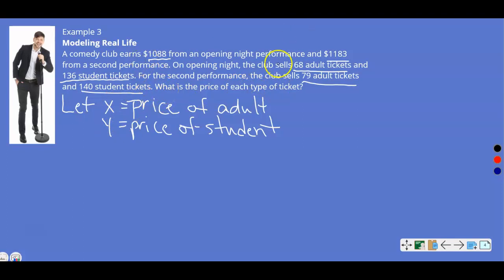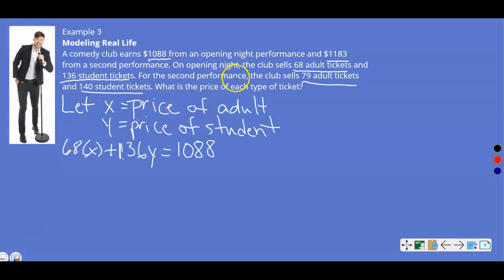All right, so we've got 68 adult tickets and 136 student tickets. So we're going to have 68 adult tickets times x, that's the price of an adult ticket, plus 136 student tickets times y. Y is the price of a student ticket. And then that's going to equal, so this is on opening night, $1,088 from opening night. So we know this goes with the first equation.